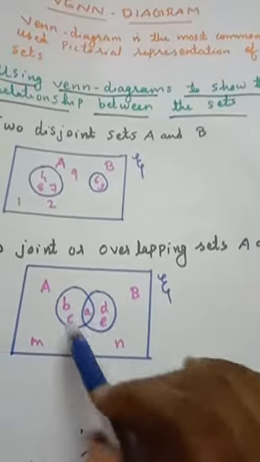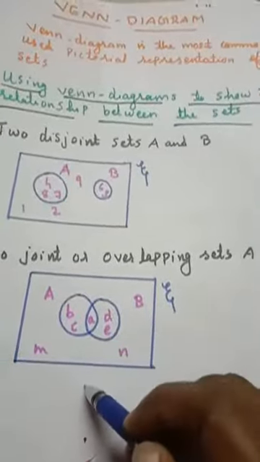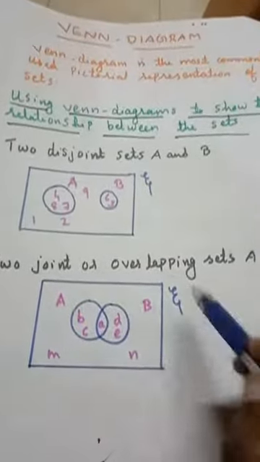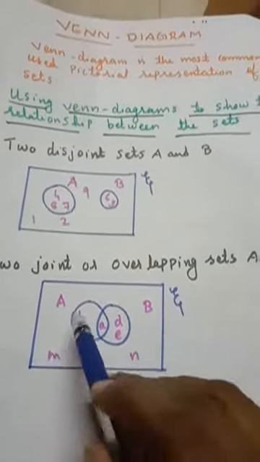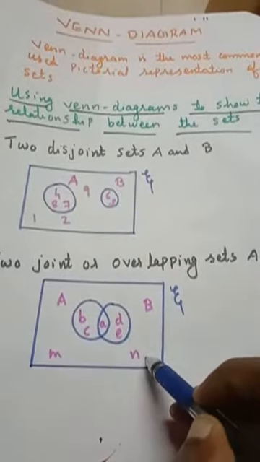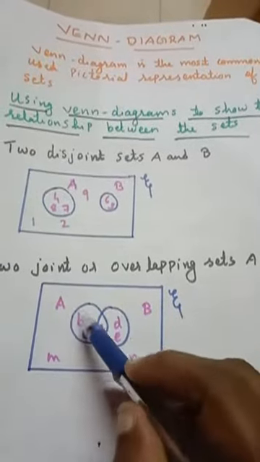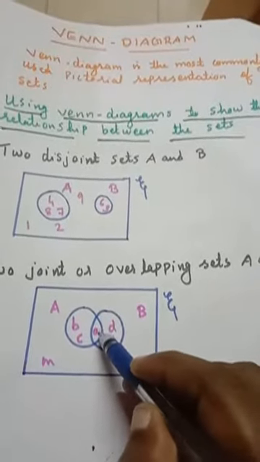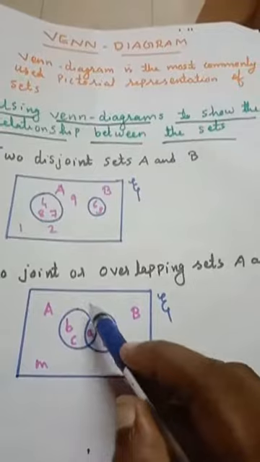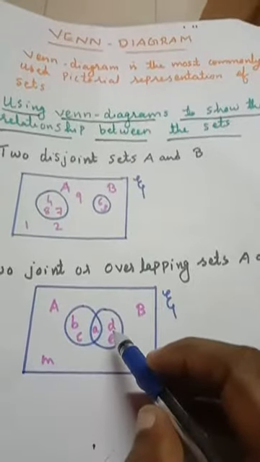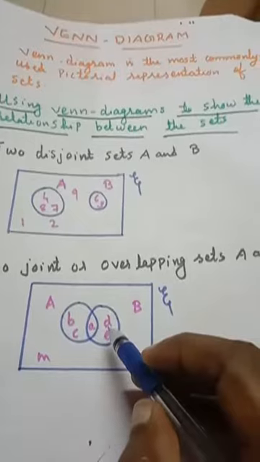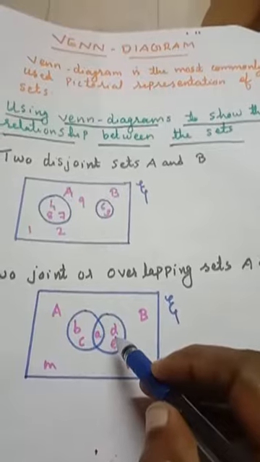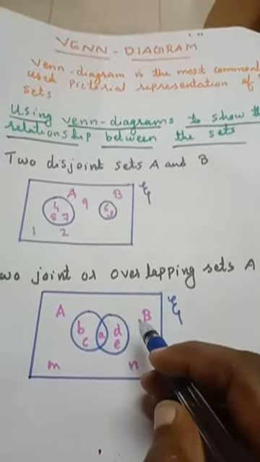So in overlapping sets, this is the method for marking. This is the Venn diagram for overlapping sets. First of all, you draw universal set U. Then M and N are the elements in universal set. Then draw A. In A, the elements A, B, C. Then draw B. In B, elements A, D, E. Here A is common, so we draw an overlapping picture. Okay, this is the diagram for overlapping sets. Clear? Overlapping means they have at least one element in common.